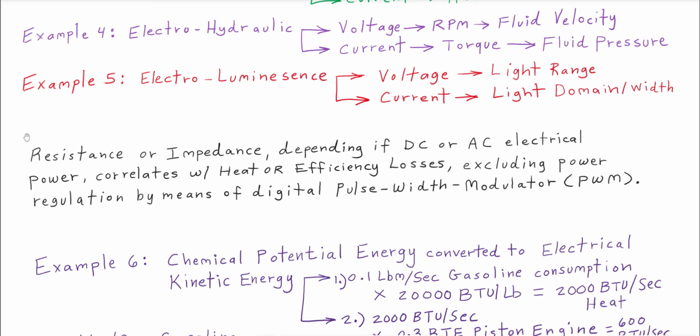But again, we have not created or destroyed the electrical energy. We just converted it into another form of energy, or in this case, luminescence energy, light energy, with some efficiency losses.